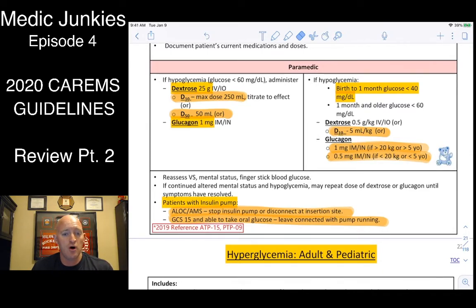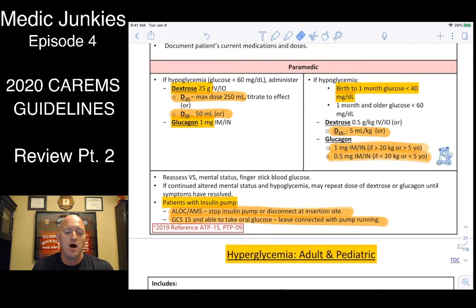For adults, we are still allowed to give D50. So if you have somebody that's totally gorked out, blood sugar is just reading super low, you may want to go ahead and just push it, but just be very careful that we have a very good IV, because dextrose can be pretty necrotic to the tissue, so we don't want to blow that IV.